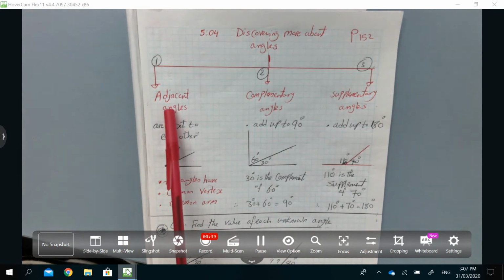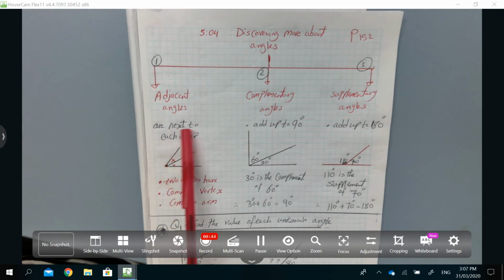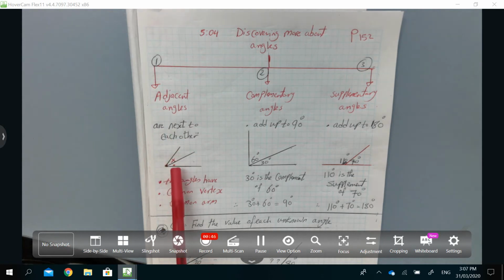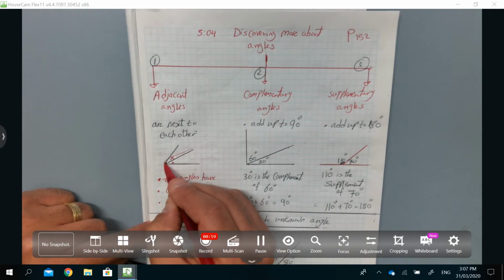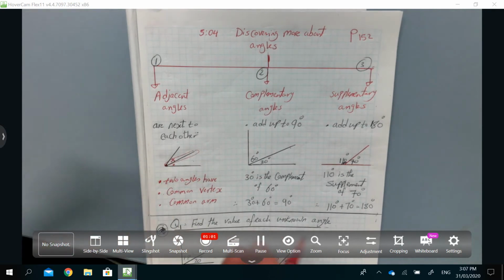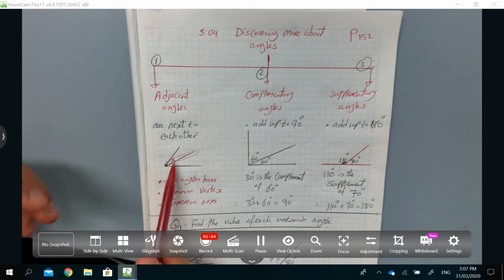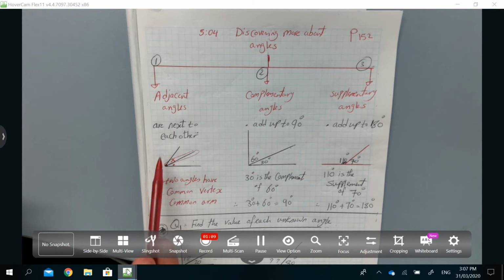If you look at the first one, adjacent angles, the definition is that they are next to each other. So we have two angles next to each other. What we know about adjacent angles is that the two angles have a common vertex, which is this one, and a common arm, the middle one. So the two angles are like neighbors, which means they are next to each other, and they have the same arm and the same vertex.